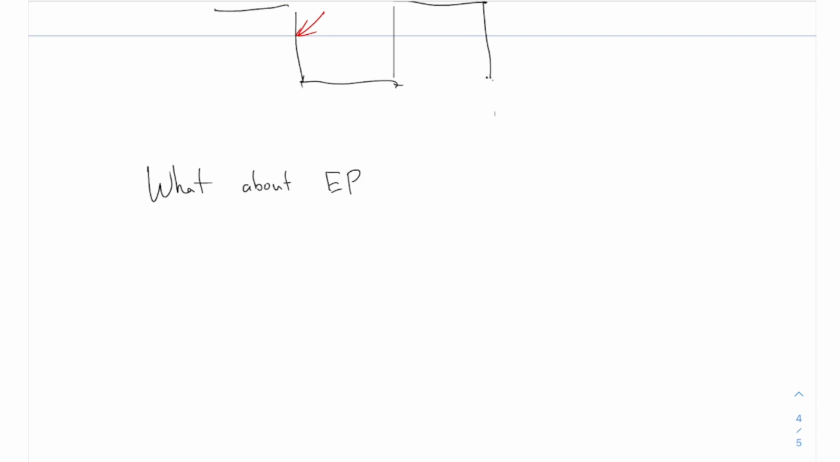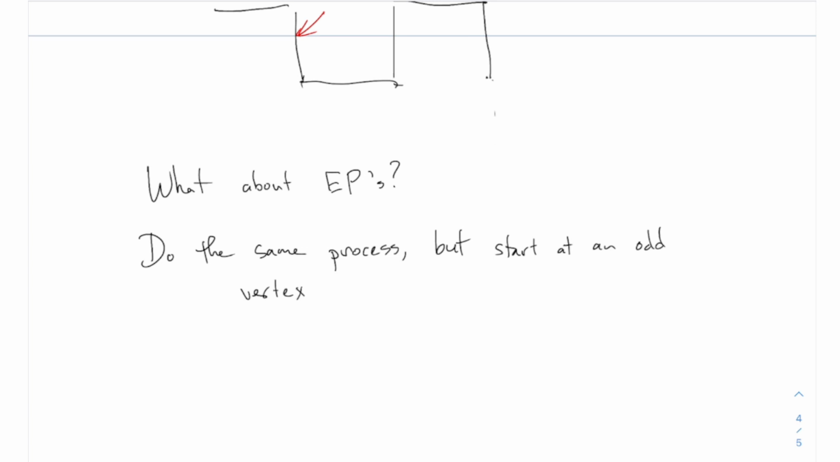What about Euler paths? Well, I'll say you do the same thing, the same process. The only difference is you have to start at one of the odds and end up at the other odd, right? So do the same process, but start at an odd vertex. Now, it is a fact that you're going to have to end at the other odd vertex, but you don't actually have to try to do that. If you're doing the algorithm properly, you will just automatically, magically end up at the other odd vertex.